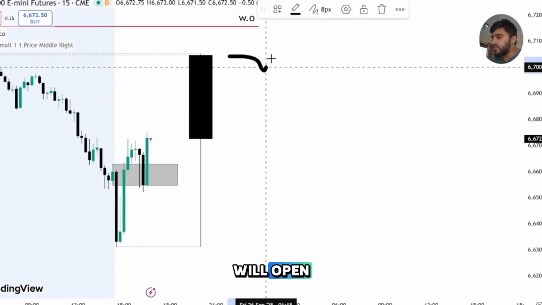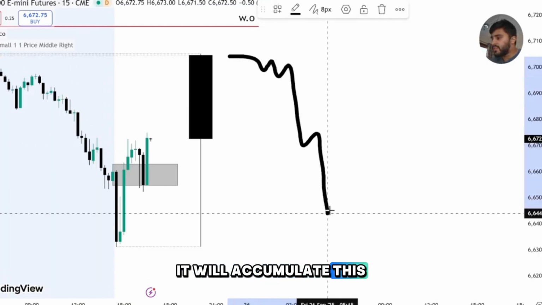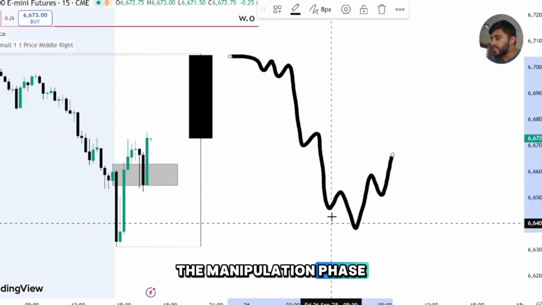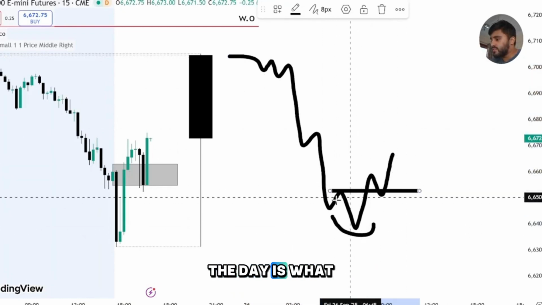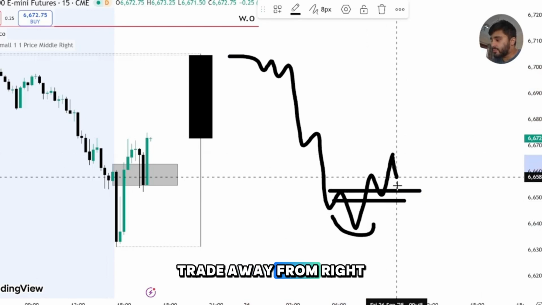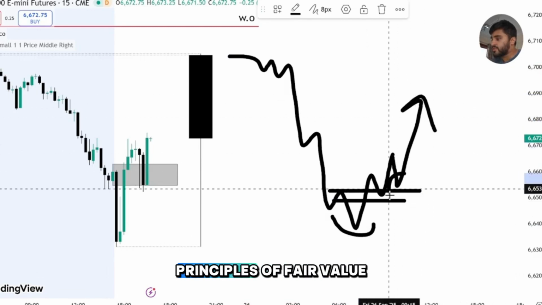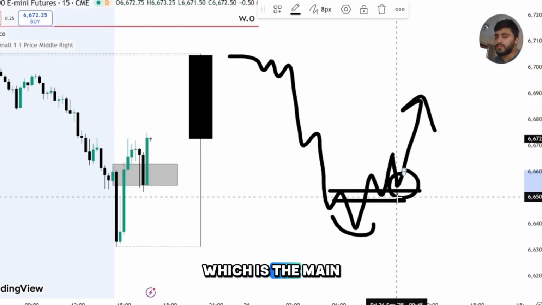The daily candle will open, and it will accumulate. This is all part of the manipulation phase. The low of the day is what we want to try and trade away from, right? Using principles of fair value gaps and order flow, which is the main bread and butter of how you enter the market. But step one is identifying a key level.